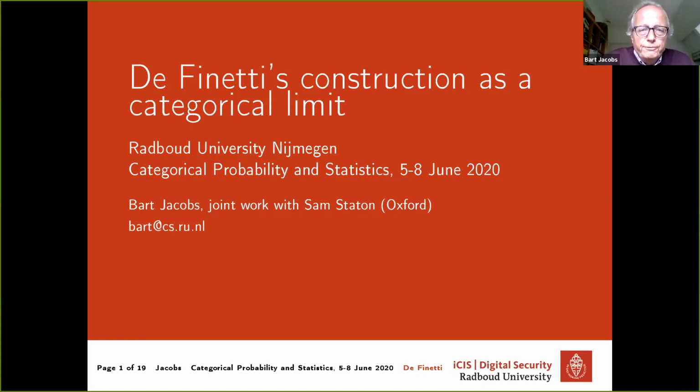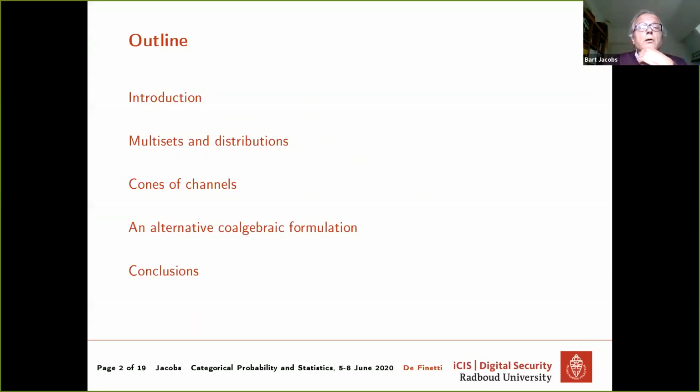I'm going to talk today about de Finetti's construction, which is a classical result in probability theory going back to the 1930s, which I'll describe in categorical terms. This is joint work with Sam Staton from Oxford, who has been talking earlier at this workshop. So this is an outline of my talk. It covers multisets, distributions, channels, and also some coalgebra. As I'll mention at the end, this is originally a submission to the coalgebra workshop.